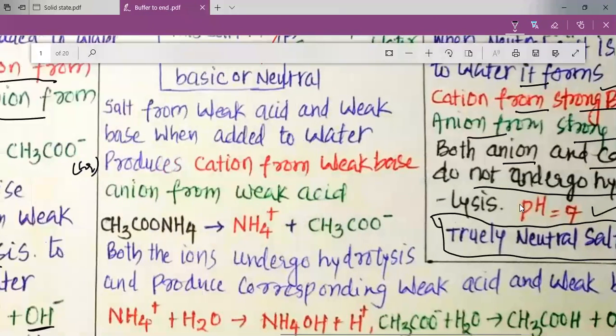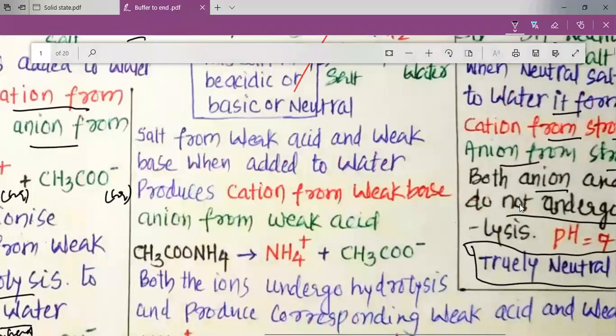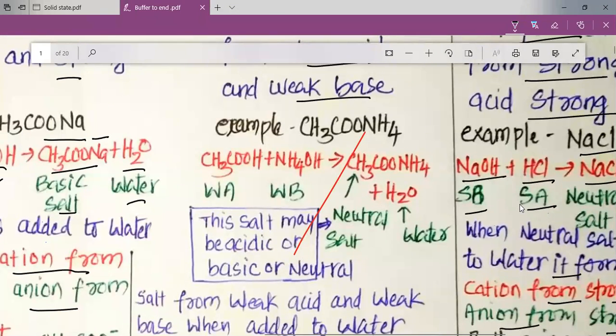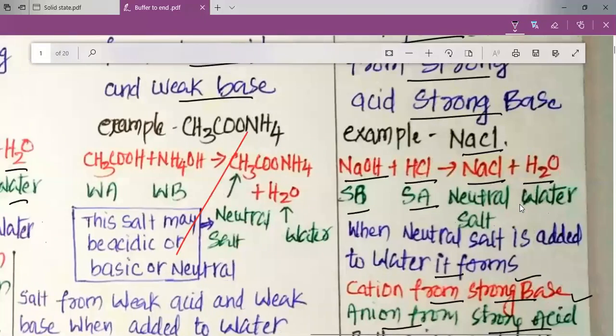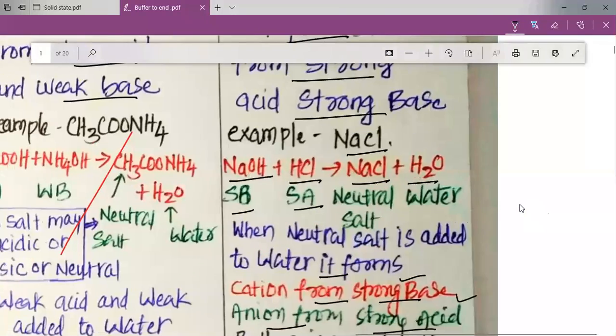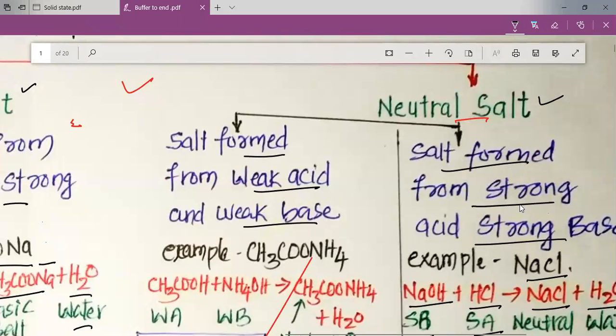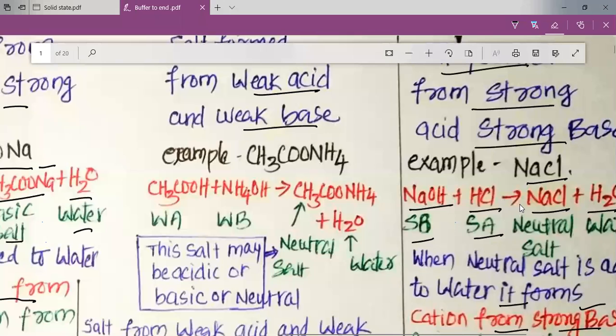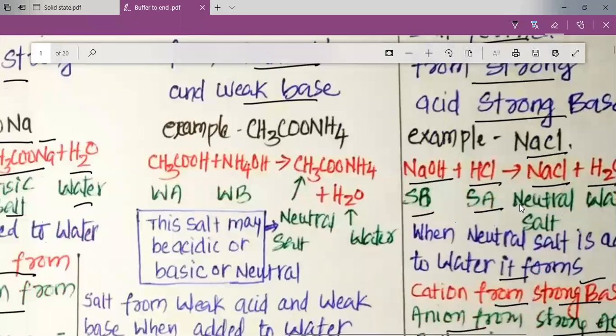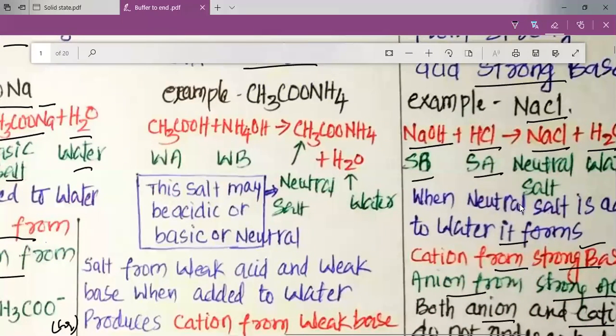Now, my dear students, we have another type of salt. This type of salt is known as the salt that is formed from weak acid and weak base. We have the example of this salt that is formed from weak acid and weak base, CH3COONH4. So CH3COOH and NH4OH, that is weak acid CH3COOH.